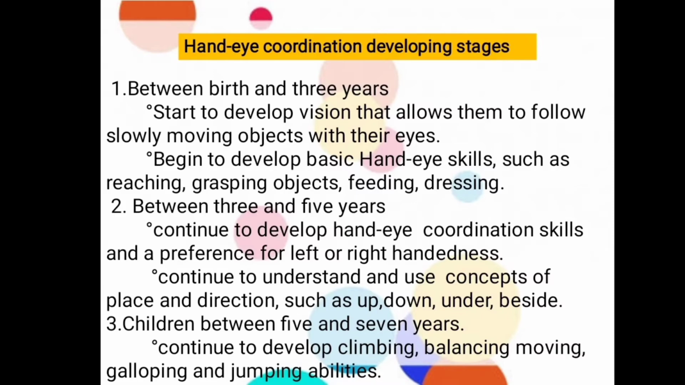They improve fine motor skills, such as handling writing tools, using scissors, etc. They continue to develop climbing, balancing, running, galloping, and jumping abilities. So these are the hand-eye coordination development milestones.